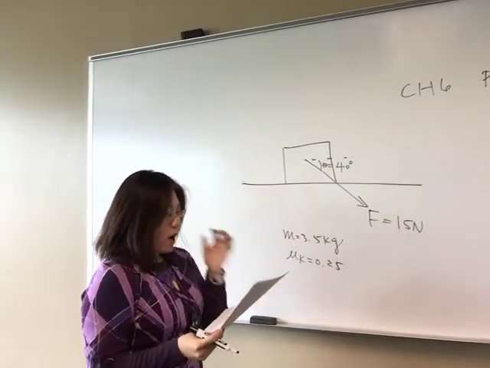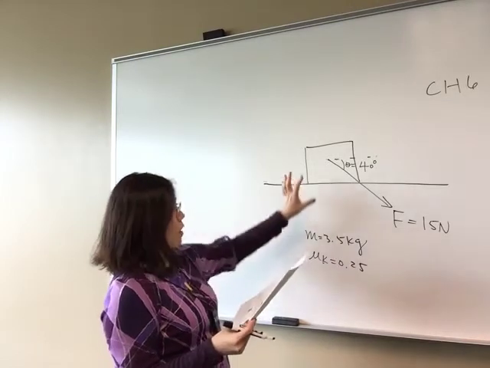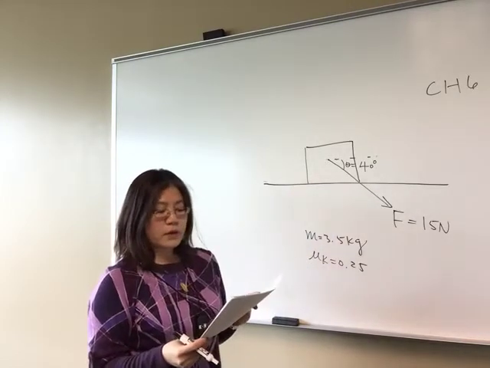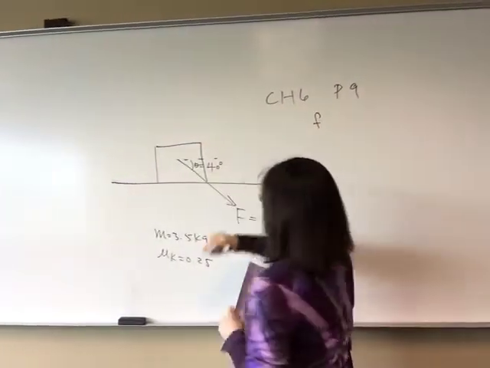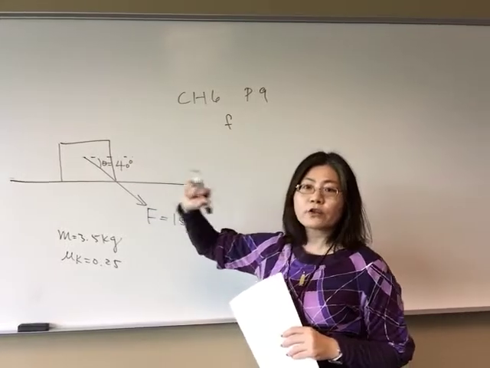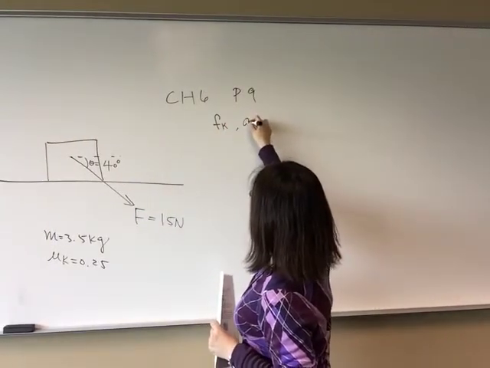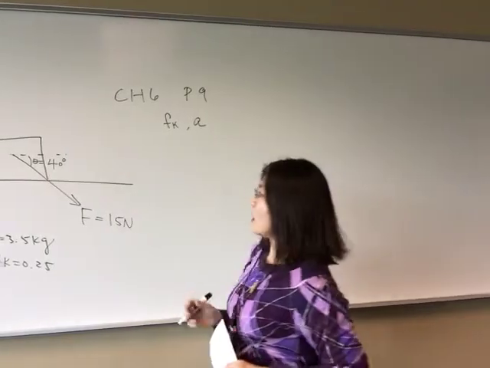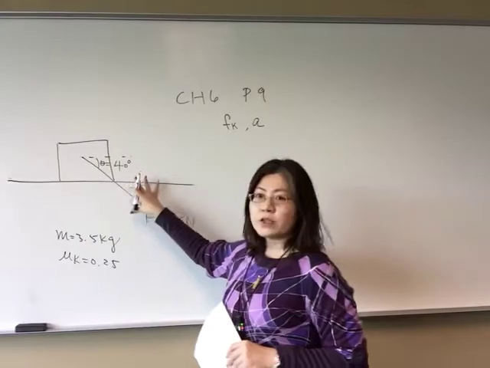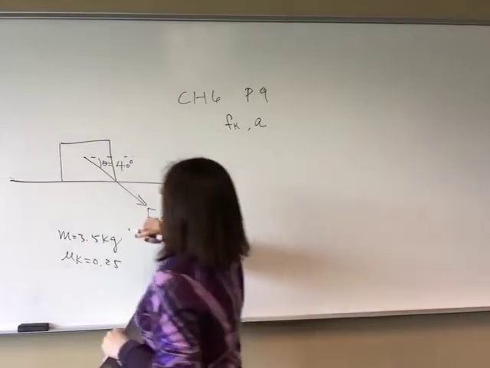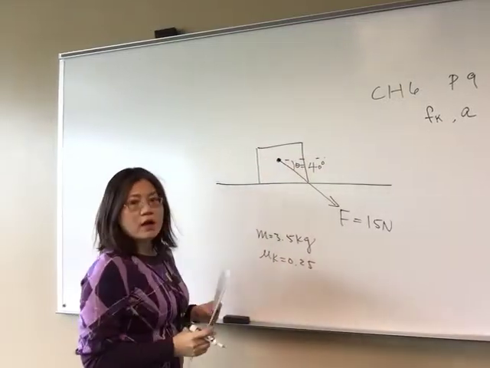You also calculate the magnitude of the frictional force on the block from the floor and the block's acceleration. So what is the frictional force? In this case, because the block is moving, you'll find the kinetic friction, and you'll want to find the acceleration of this block. The first thing we do is draw a free body diagram based on the information we're given. Let's take this dot as the center of mass.